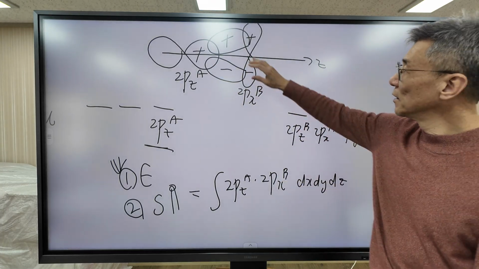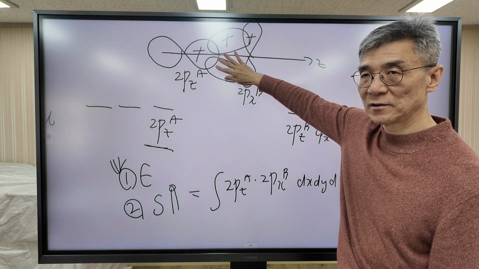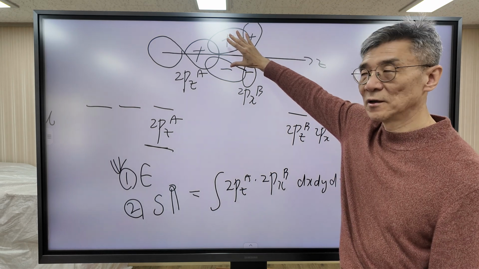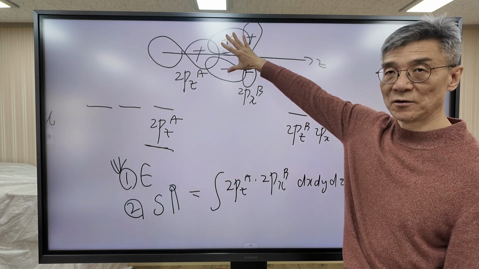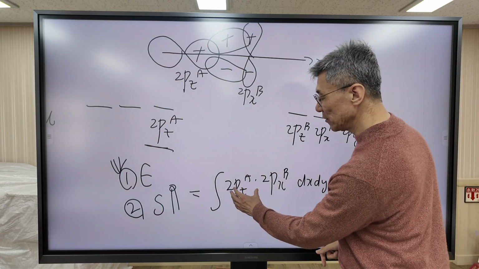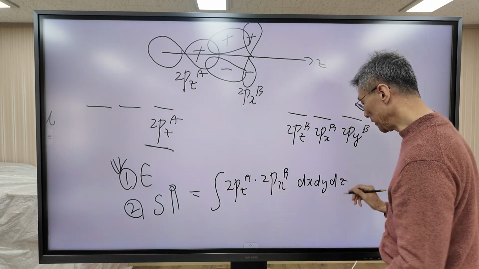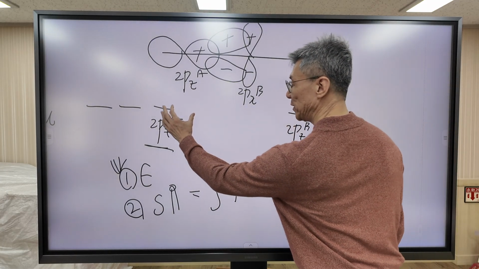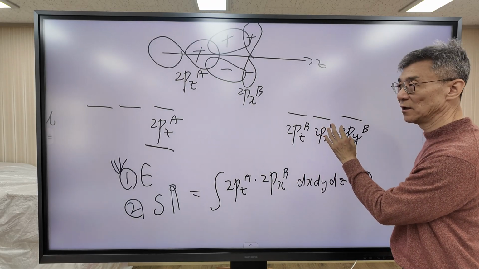So when you sum these two regions, positive cancels out negative. When you sum these two regions, it perfectly cancels out. So when you integrate this function, it is perfectly zero. So the overlap integral between the 2pzA orbital and the 2px orbital is perfectly zero. It means that this 2pzA orbital cannot interact with the 2px orbital.